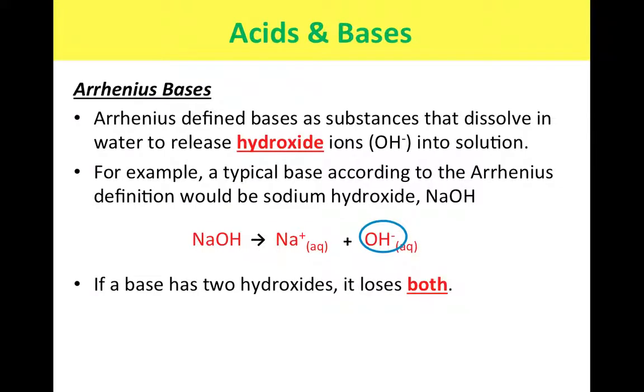So if a base has two hydroxides, it will lose both. So this is the difference between Arrhenius acid, where an acid will only lose one hydrogen, but bases will lose both hydroxide ions.